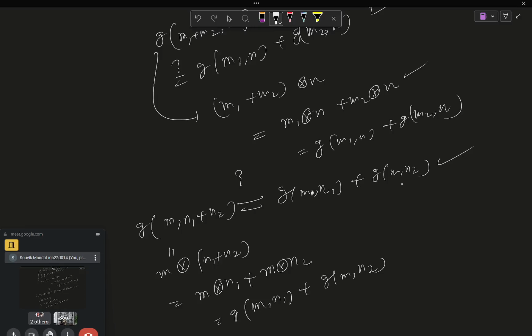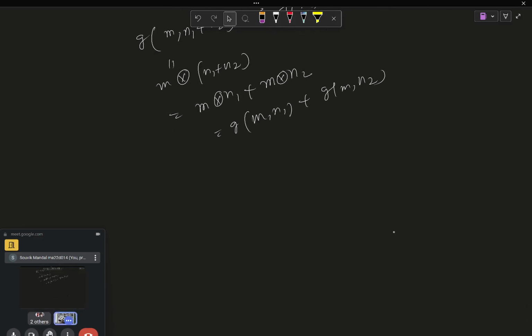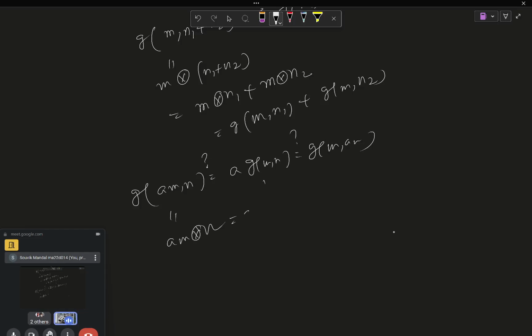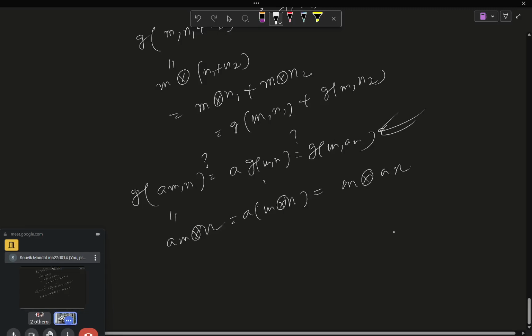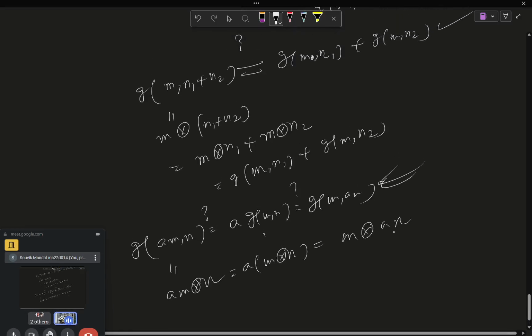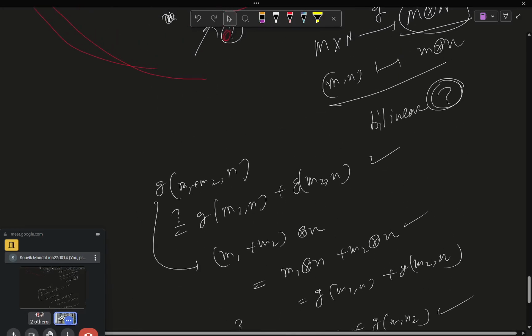Now the third thing we need to check: g(am, n) is equal to a g(m, n). This is (am) tensor n, which is a times (m tensor n), and this is nothing but m tensor (an). So all these relations hold true. That means the map small g is bilinear. Understand?